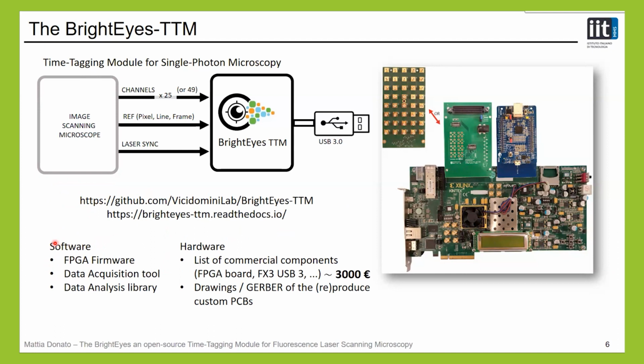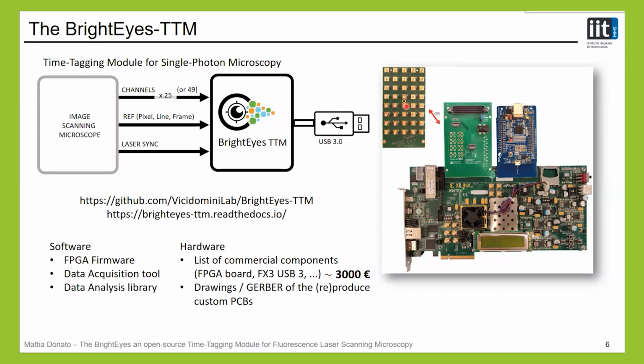From the software point of view, you will find the source code, but also the compiled version. You will also find the FPGA firmware, so the Verilog and VHDL code. From the hardware side, you will find the list of commercial components that you need. As I said, it's pretty cheap, about 3,000 euro. It consists of commercially available devices like the evaluation board from Xilinx and the USB board to connect the board to USB 3. You will also find the drawings and the Gerber files to produce the custom PCB that you need to connect the detector to the BrightEyes-TTM.